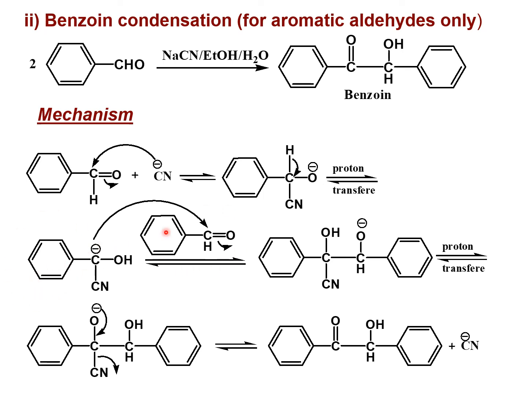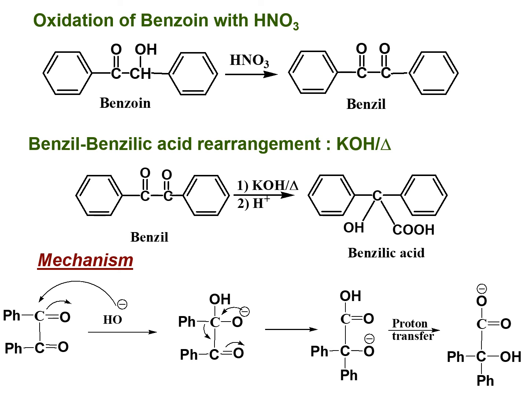Then the negative charge will attack another molecule, attaching a C singly bonded to an oxygen and a hydrogen and a benzene ring to your original carbon. Again, as we said, a proton exchange takes place because this oxygen can carry a negative charge better than this one because, as we said, it will reform the double bond, removing the cyano group, giving the benzoin compound, which can be oxidized using nitric acid to give the benzil, which will perform rearrangement in presence of potassium hydroxide to give the benzilic acid compound.